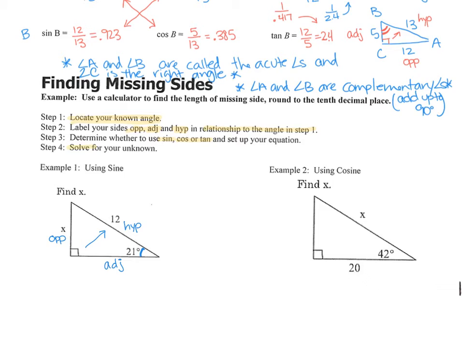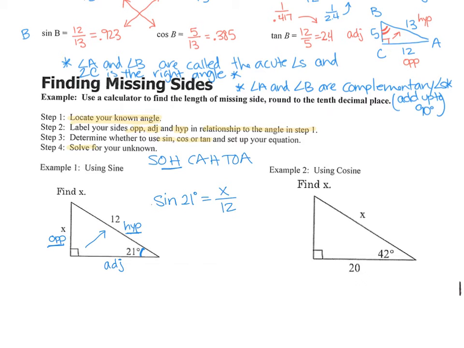So now on step 3, you look at your triangle and you see what you're given. Well, I'm trying to find the opposite side and I'm given the hypotenuse. So now I think of my SOHCAHTOA and I'm trying to find something that uses opposite and hypotenuse. Opposite and hypotenuse look like it's sine. So I'm going to be using a sine equation here. Let's write sine of 21 degrees, that's my angle, is equal to opposite over hypotenuse. Well, the opposite side is x, and my hypotenuse is 12.